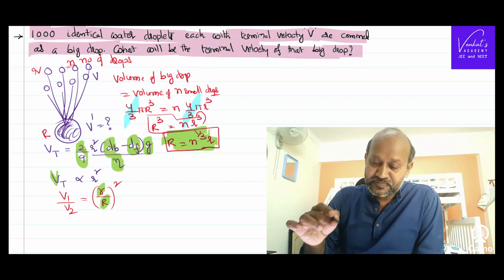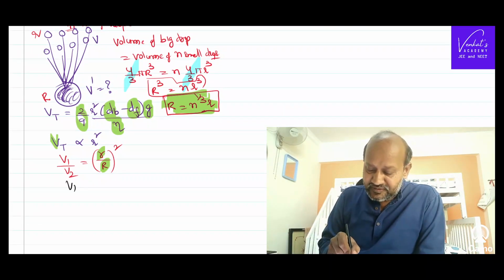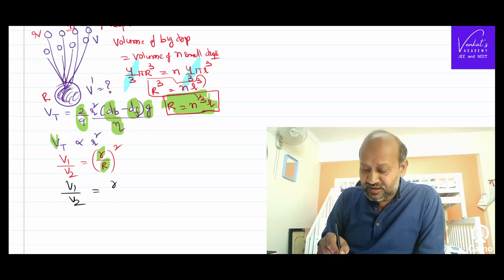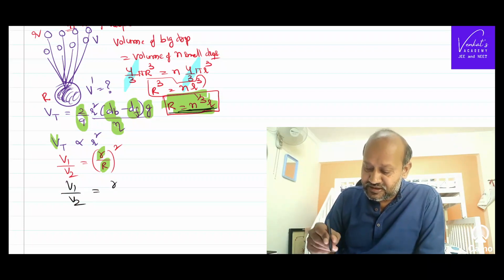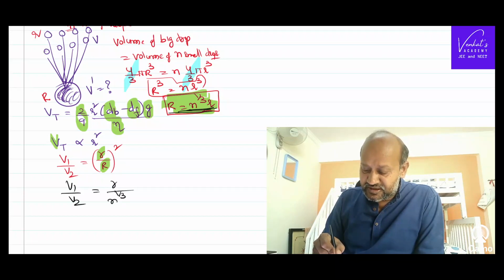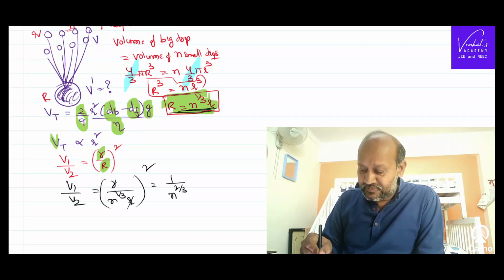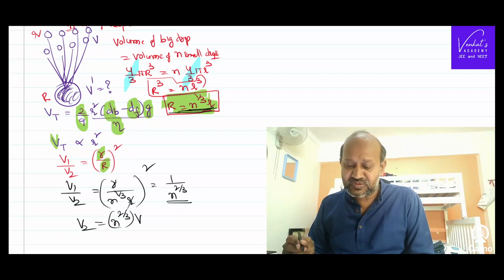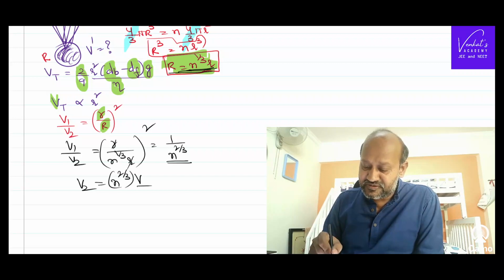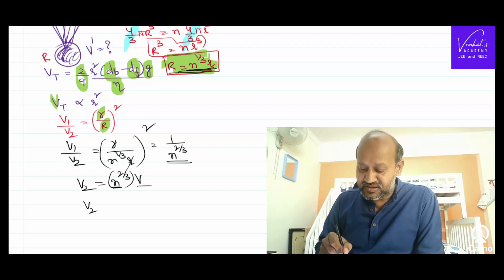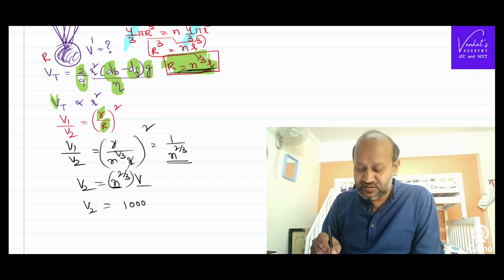What happens then? V1 by V2 is, let's leave small r as small r, and in terms of capital R, let me write this value. That is n power 1 by 3, number of the drops power of 1 by 3 into small r, whole square. Then small r and small r can be cancelled, that is 1 by n power 2 by 3. That implies velocity of the big drop is number of the drops power of 2 by 3 into velocity of the small drop. Velocity of the small drop is given as v itself. Number of the small drops given in the problem is 1000. So 1000 power of 2 by 3 into v.